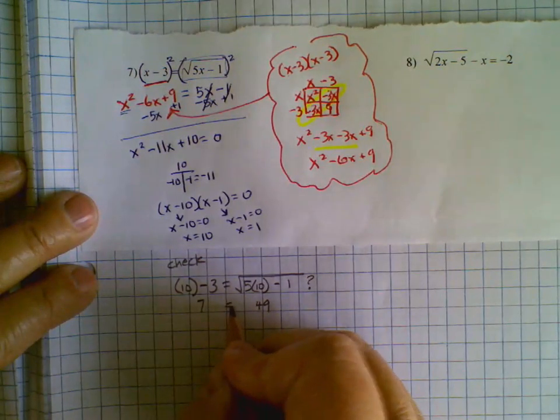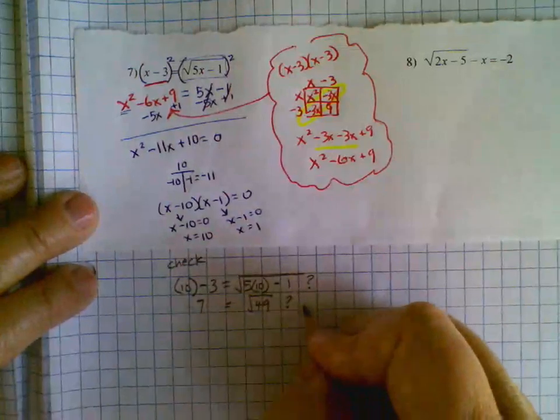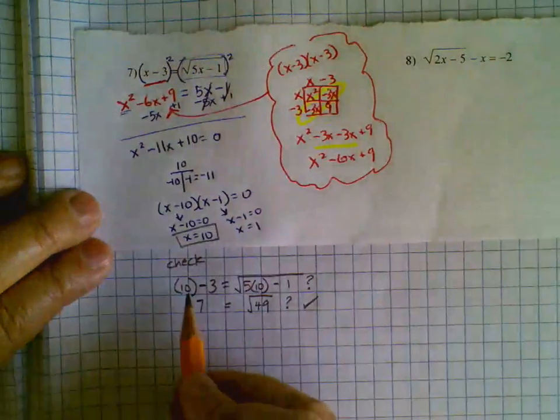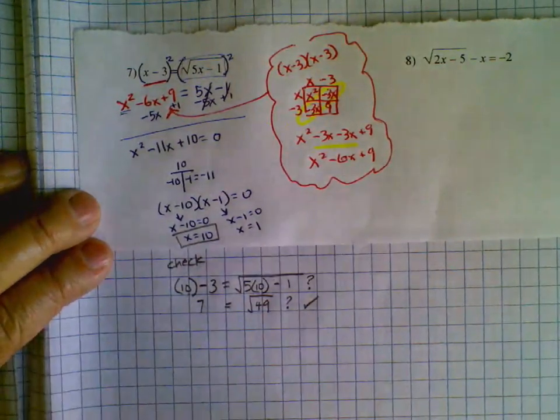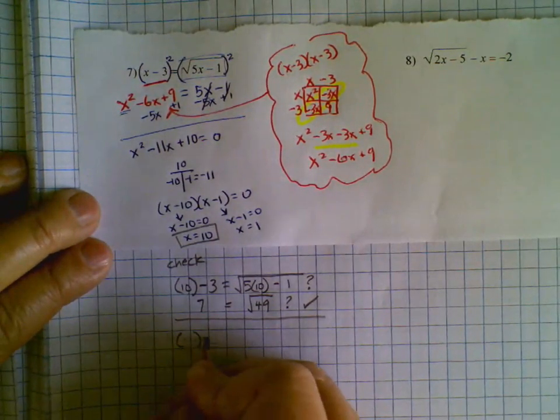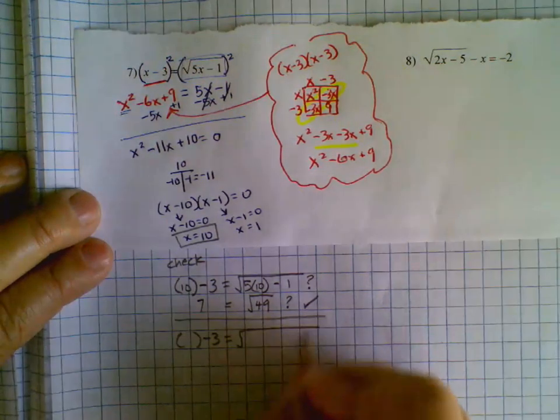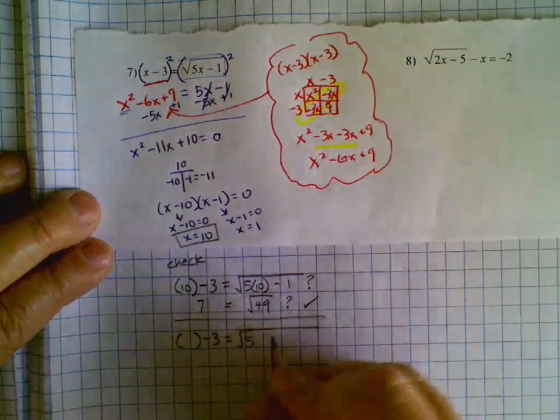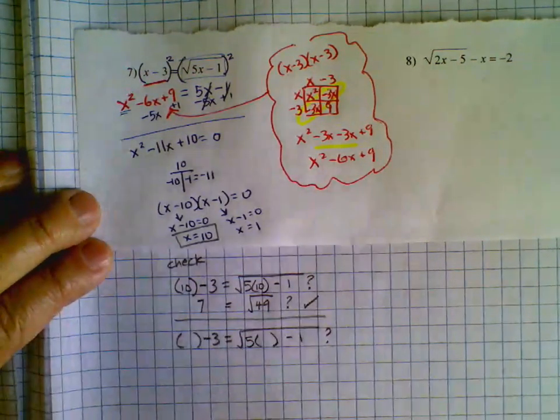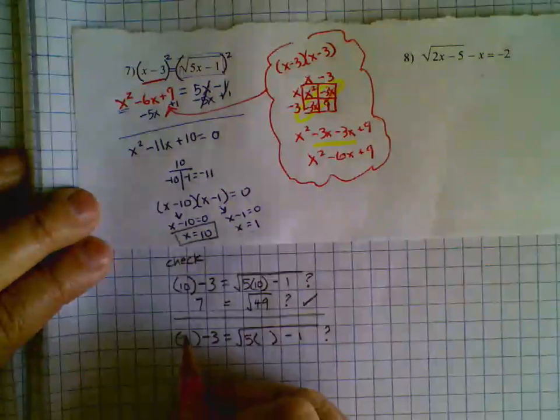So the question is, is 7 equal to the square root of 49? It is, and so I'm going to keep this first answer, because when I plugged it in, it gave me a true equation. I have to check the other one as well. So x minus 3, just replacing x with a parentheses, and then equal to the square root of 5 times x minus 1, question mark. So I'm going to stick my 1 in there.